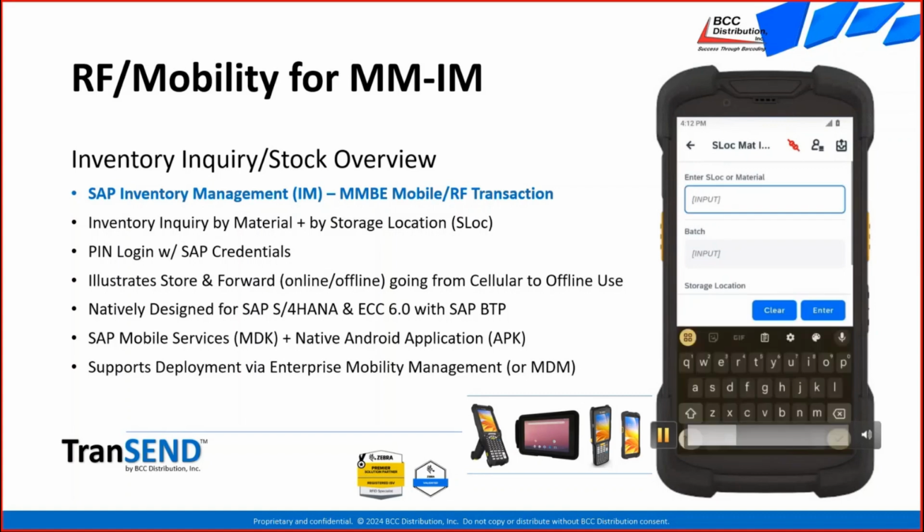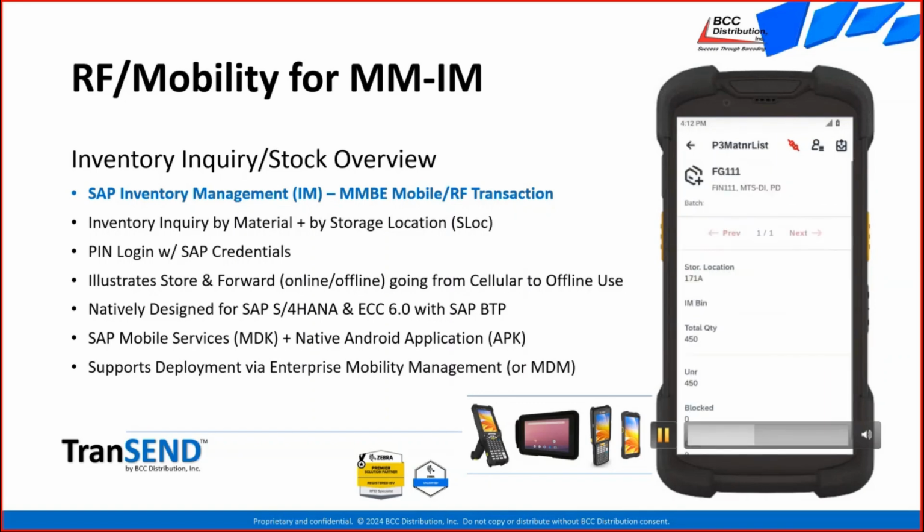Also, you may have seen it, but if you see the top icon, it's red. So we are forcing the device to go offline. You can see that it was synchronized, we disconnected, and now we're doing an inquiry based on the data that we last had when we updated the system. In this case, we've entered the storage location, and then we're seeing the total quantity of materials, unrestricted, blocked, in that specific bin or storage location. And again, this is running in an offline mode.